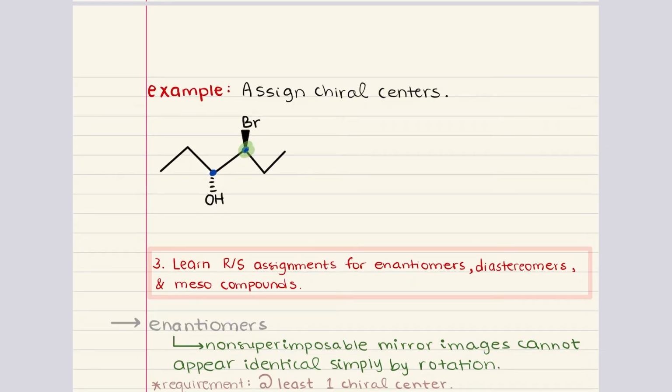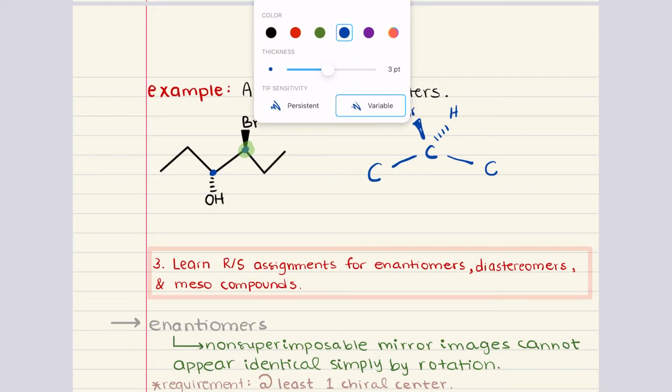Let's start with assigning this carbon right here. This carbon is bonded to a bromine group that's on a wedge, a hydrogen group that's on a dash, and then a carbon group on the right and the left. Just looking at this, it's easy to assign priority 1 and priority 2.